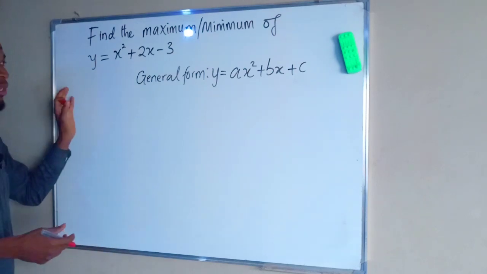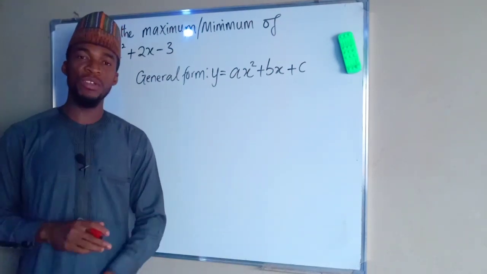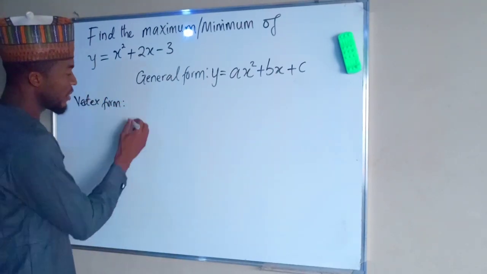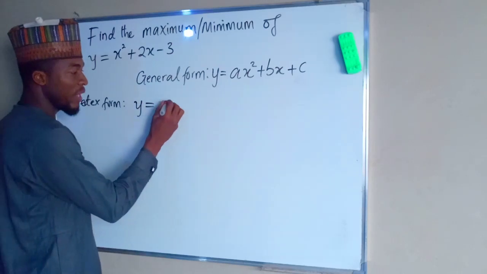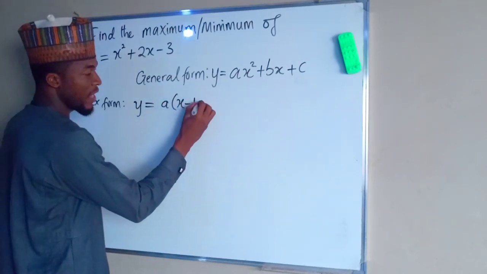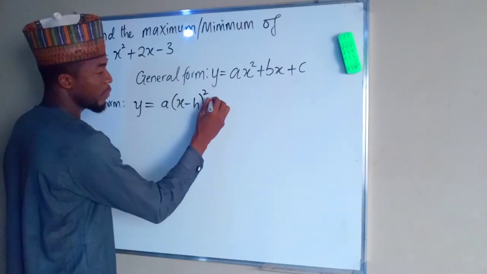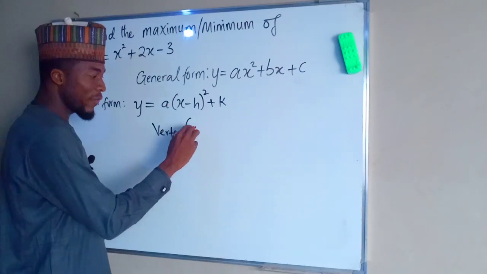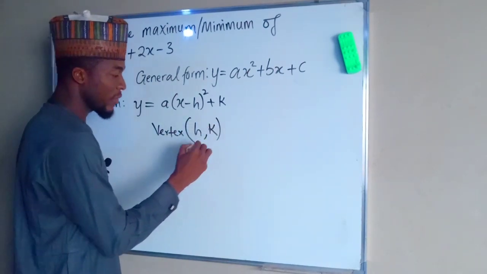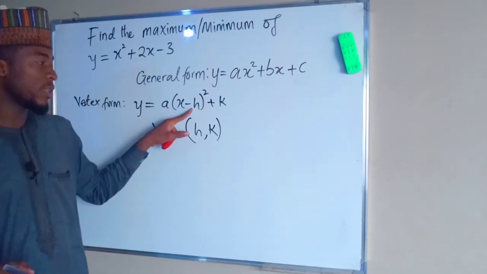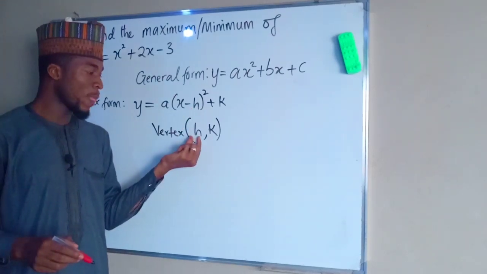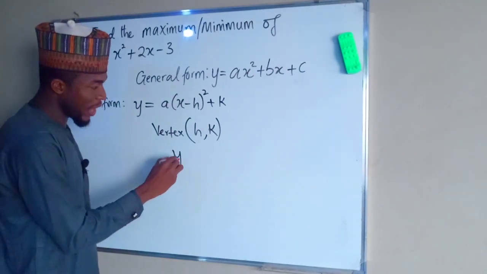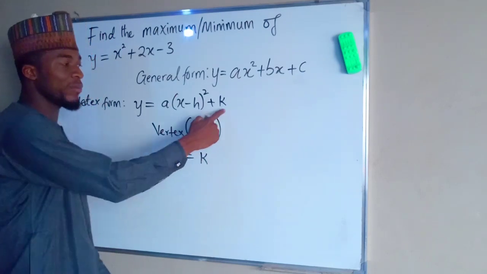So the very first method I'm going to use is by transforming the quadratic equation into vertex form. The vertex form of a quadratic equation is given as y equals a(x minus h) squared plus k. The vertex is a coordinate of h and k. So if you have a negative value here, you are going to obtain the positive one. If it is positive, you take the negative. The minimum of the quadratic equation is going to be y equals k, this particular value.